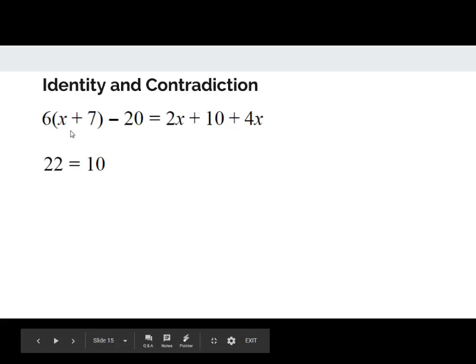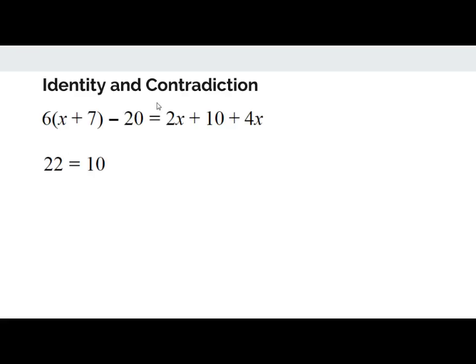22 doesn't equal 10. What that means is that our original assumption is wrong. The assumption was that this equation is true, that 6 parentheses x plus 7 equals 2x plus 10. We're assuming this is a correct statement and that there is a solution for x that will make this true. The problem is that this original statement was wrong. This is a contradiction. There is no solution. It doesn't matter what value you put in for x here, you will never make this work.